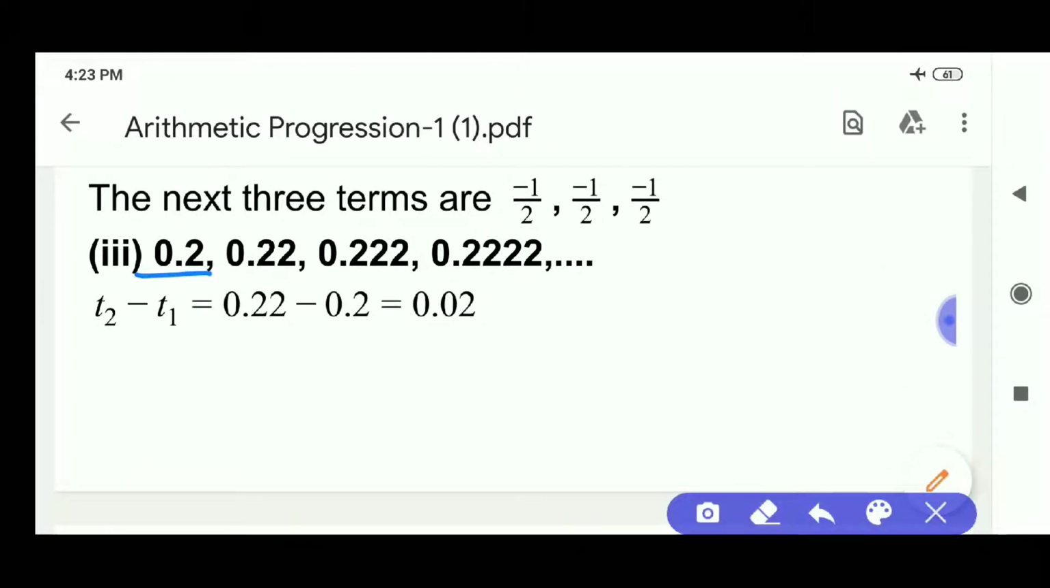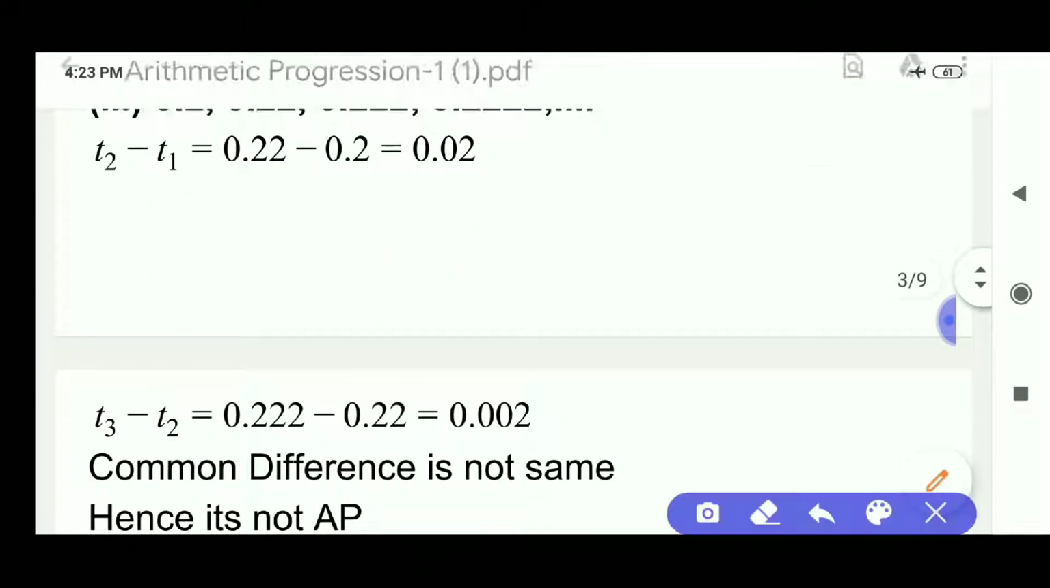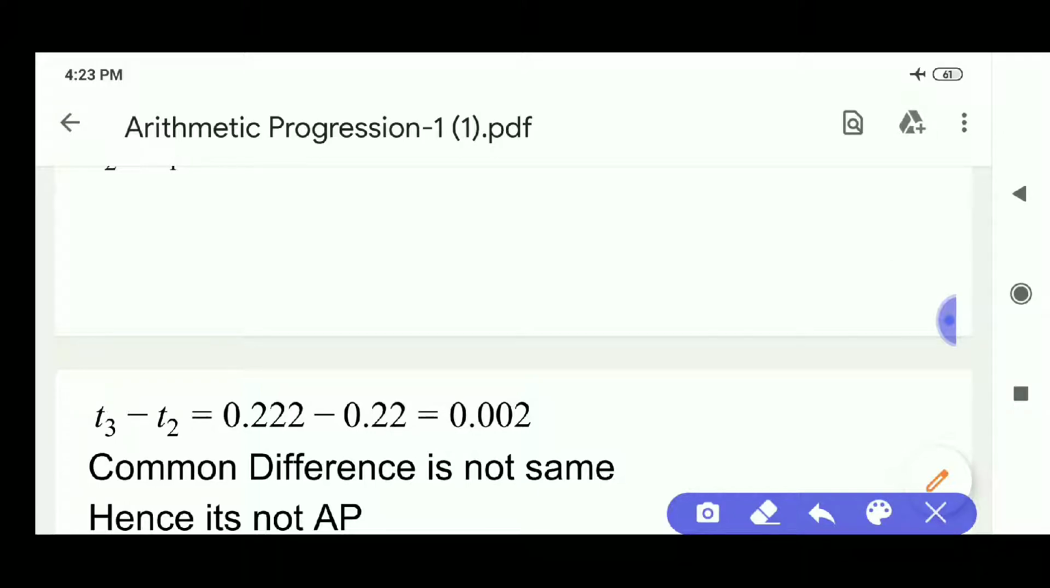0.2, 0.22, 0.222, 0.2222, and so on. Second term minus first term is 0.02.